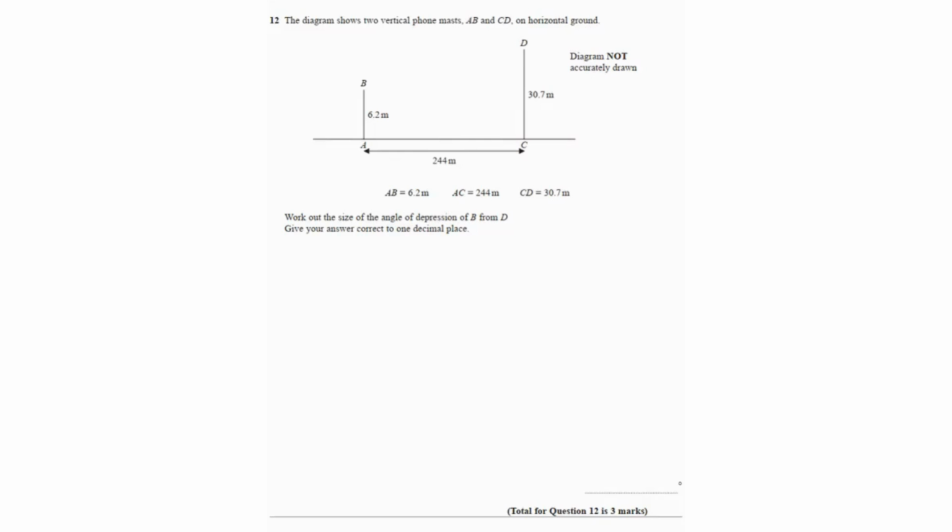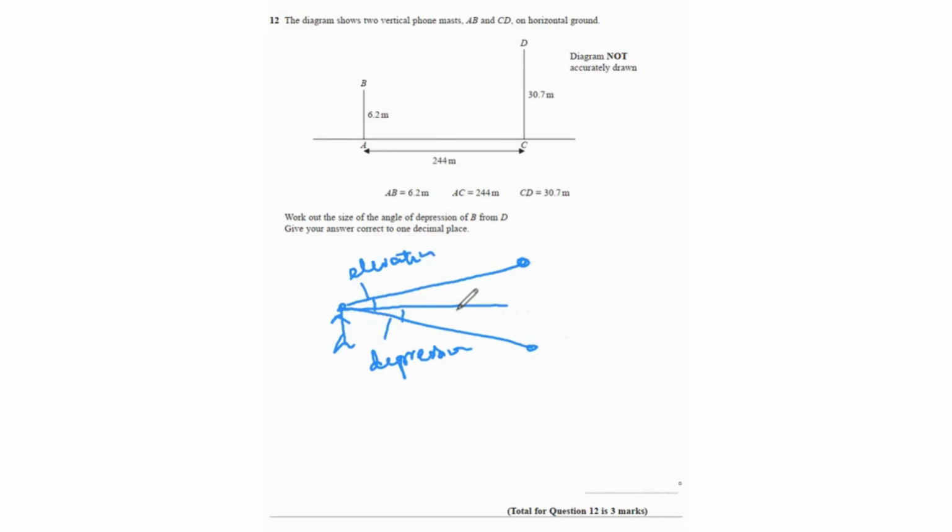Before we start with the question, you need to know the difference between angle of elevation and depression. Let's say this is where you're standing, and this is an object that you're viewing. If you're viewing an object upwards, this is your angle of elevation. And if you're looking at an object down, that is your angle of depression. So that's how you distinguish between angle of elevation and depression and draw your diagram accordingly.